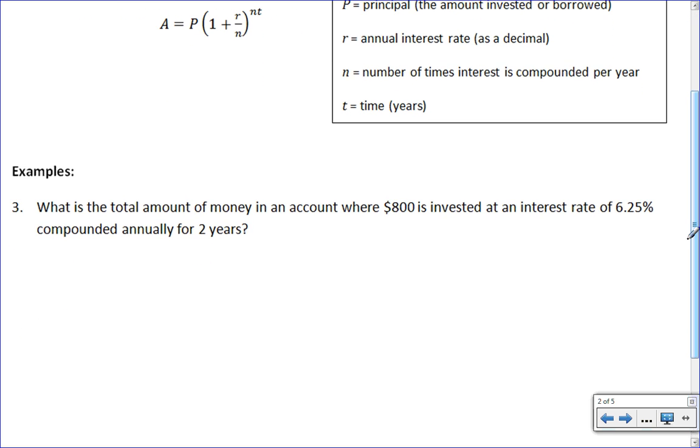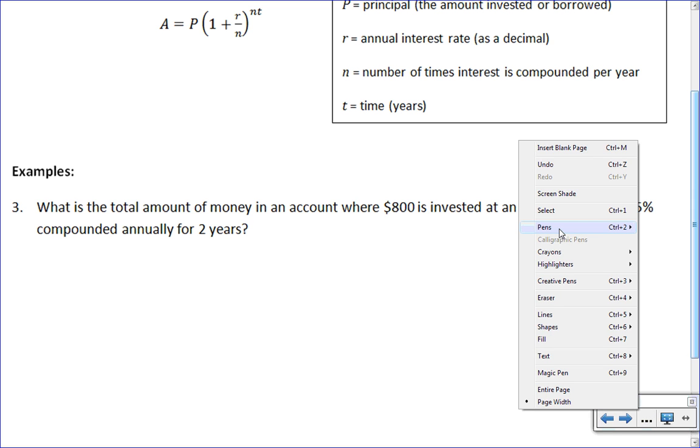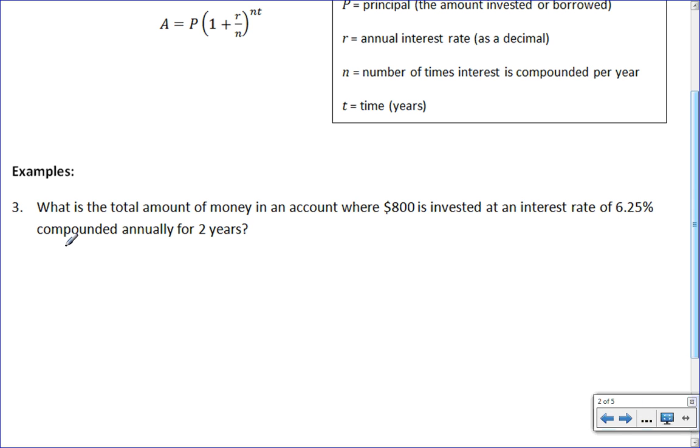Example 3 says, what is the total amount of money in an account where $800 is invested at an interest rate of 6.25% compounded annually for 2 years? And we'll look at 2 ways to do this. So, method 1, let's use the simple interest formula. Once for the first year and once for the second.